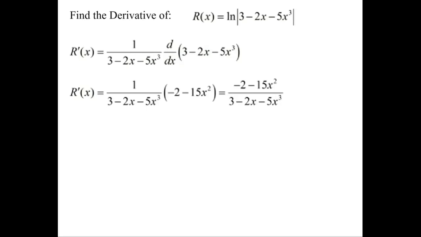We could factor out a negative on the numerator and the denominator, and we could rewrite the final answer as 15x squared plus 2 over 5x cubed plus 2x minus 3. In our next video, we are going to exploit the algebraic properties of logarithms to rewrite complicated functions into a more manageable form to save precious time and effort.